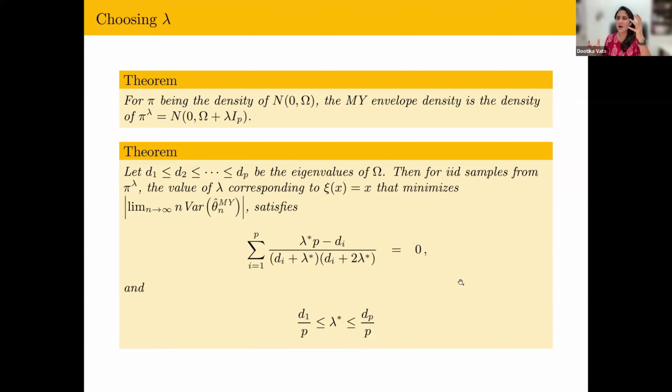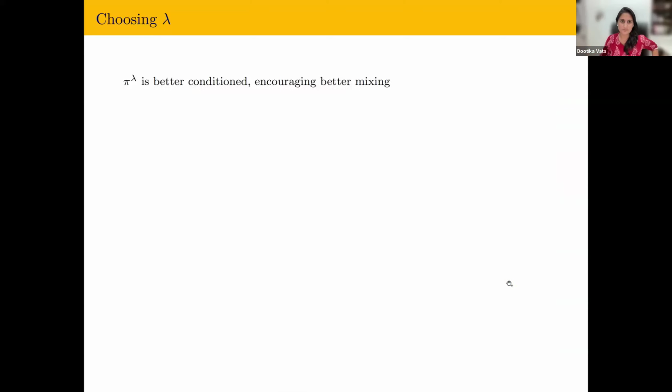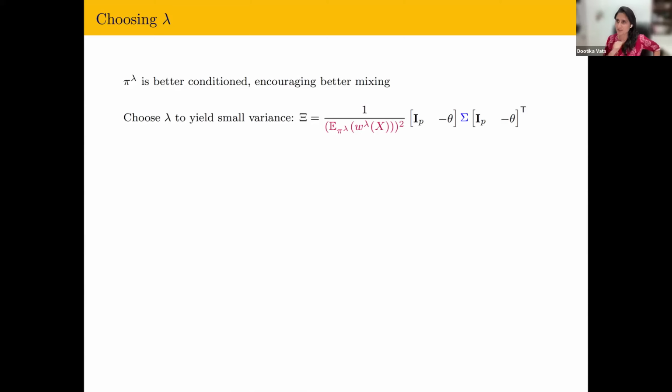As our dimensions are increasing, our weights are going to be smaller and smaller, and that's going to happen linearly as a function of dimension. So these are the takeaways. Pi lambda is hopefully better conditioned, which is going to encourage better mixing, which then implies the following: if I want to choose lambda to give me small variances, I have to look at the asymptotic variance expression that I have. So first, I claim I want to choose lambda so that I have smaller variances.